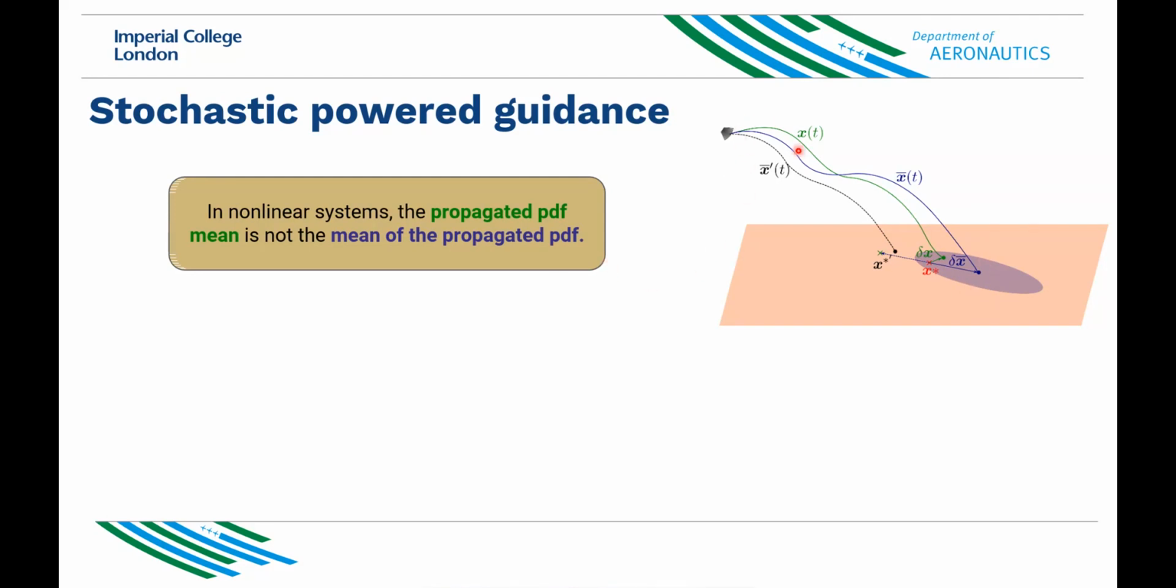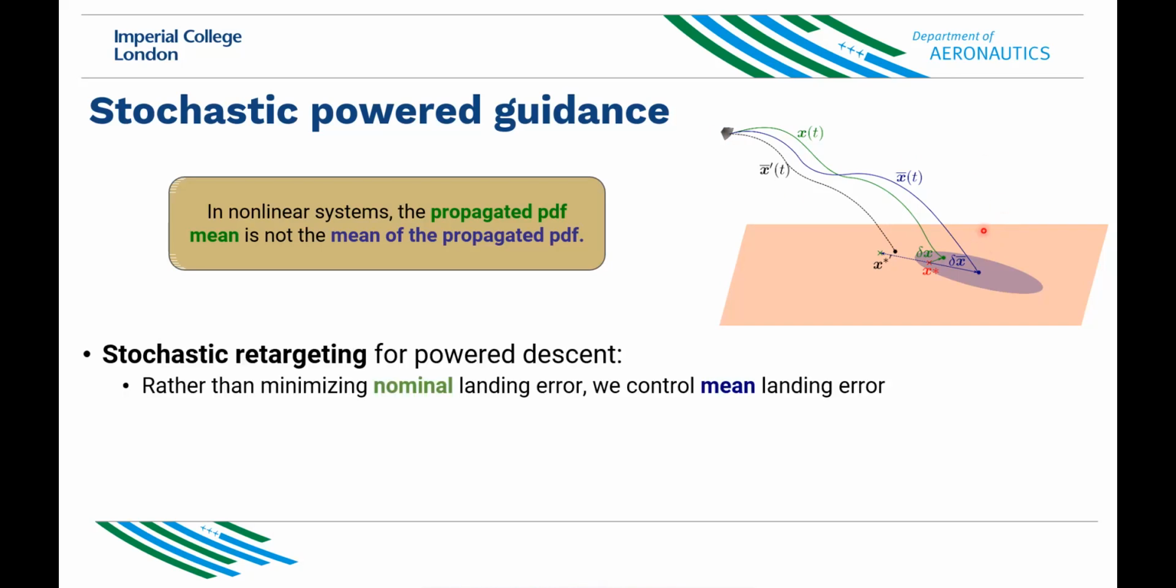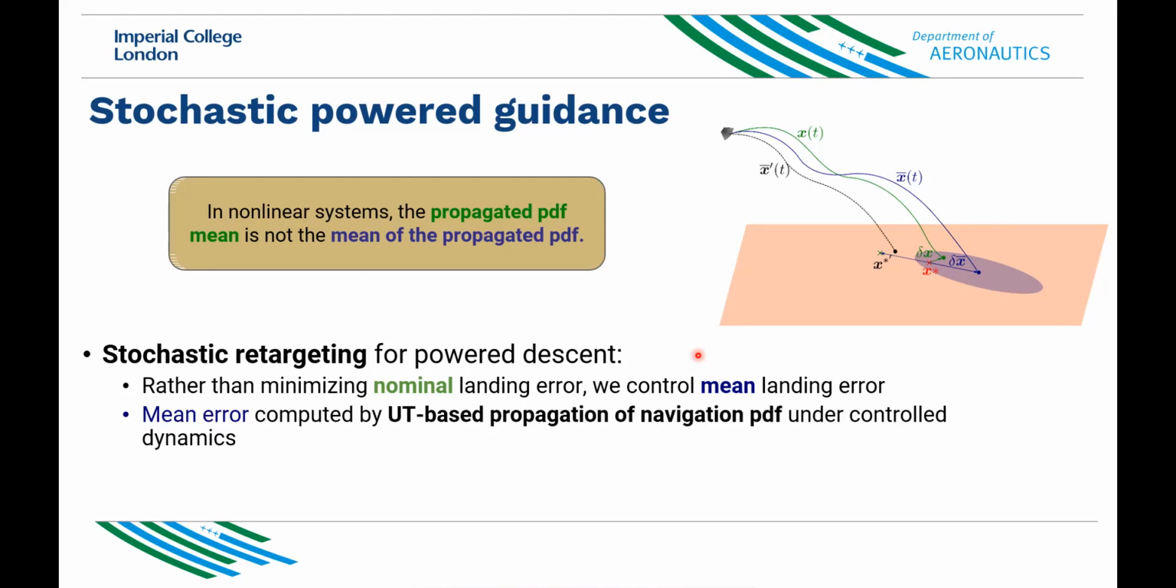So this means if we propagate the mean of the initial conditions forward, we get to a certain value, and if we propagate the PDF forward and then compute its mean, then we will obtain something different. Based on this observation, we want to devise a stochastic retargeting algorithm in which, rather than minimizing the nominal landing error that's based on the propagated mean, it's thought to minimize the mean of the landing error in a stochastic sense. And the navigation PDF, in our case, is propagated through an unscented transform under the control dynamics, so in the presence of thrust.